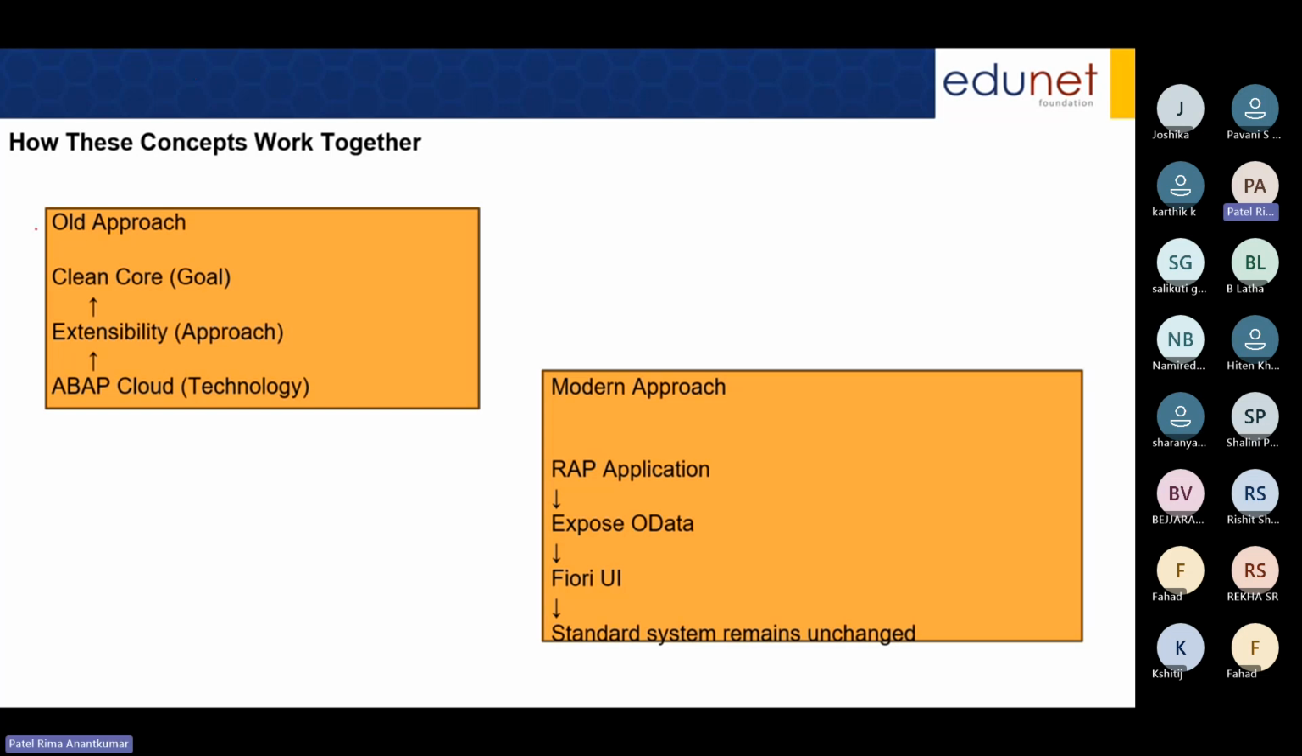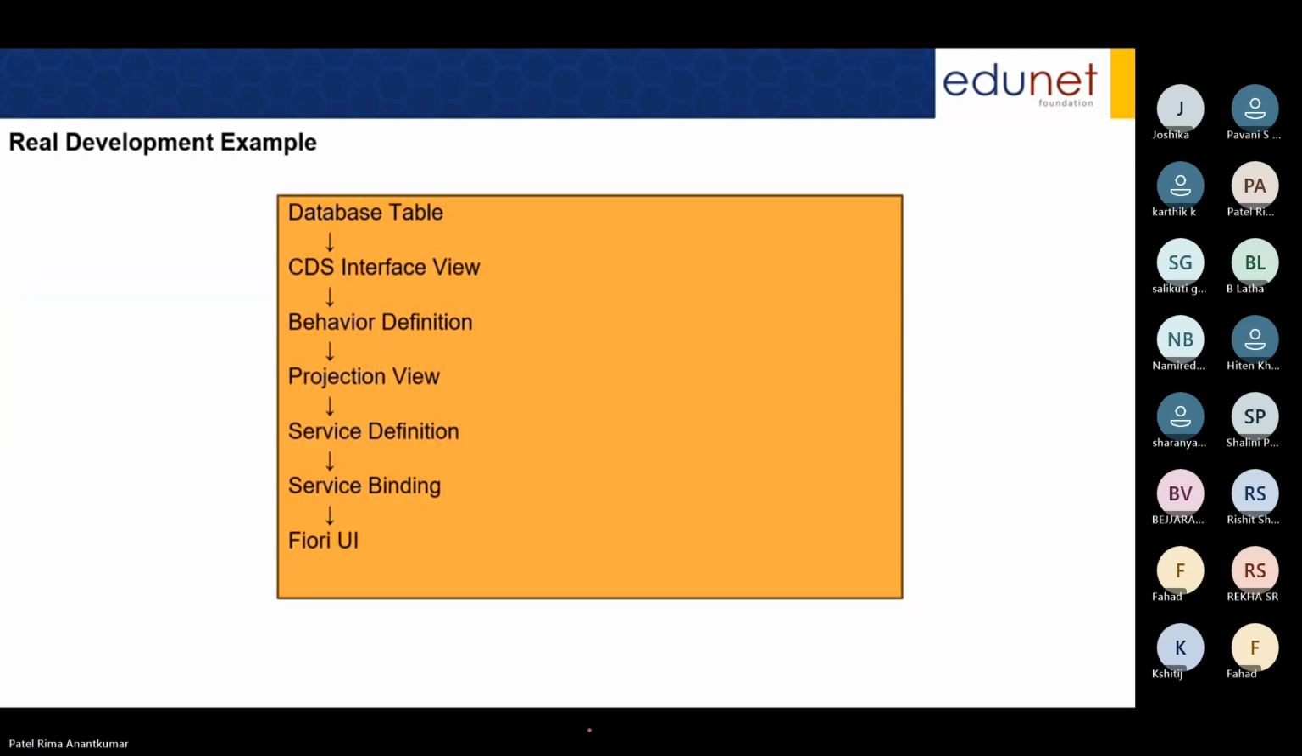So this was the old approach, as we discussed, right? And the new approach is what we are using: the RAP application. We expose the OData, whatever data we want to expose, and only that is going to be there on your Fiori launchpad, right? So the standard system will remain unchanged. And the real development example, this flow we already discussed in the RAP session, right?